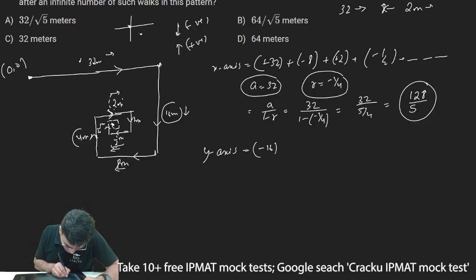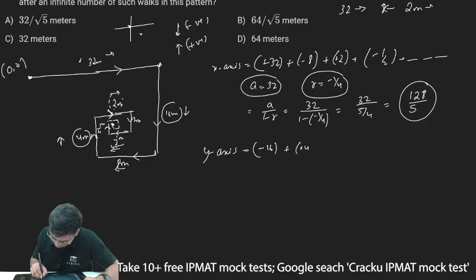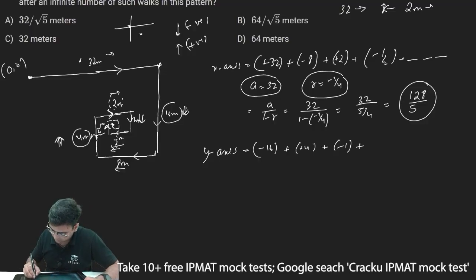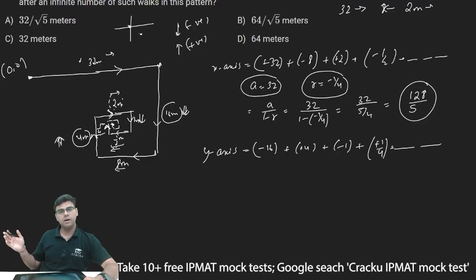Then I'm moving 4 meters up. So this is plus 4, because 16 down and then 4 up. Then I am moving 1 meter down. First this 16 down, then 4 up, then 1 meter down. This will be minus 1 because 1 meter down. Then you can clearly see this is 1 by 4. I am moving 1 by 4 meters up. So this will be plus 1 by 4. And again this will be continued as well, which will be an infinite GP.